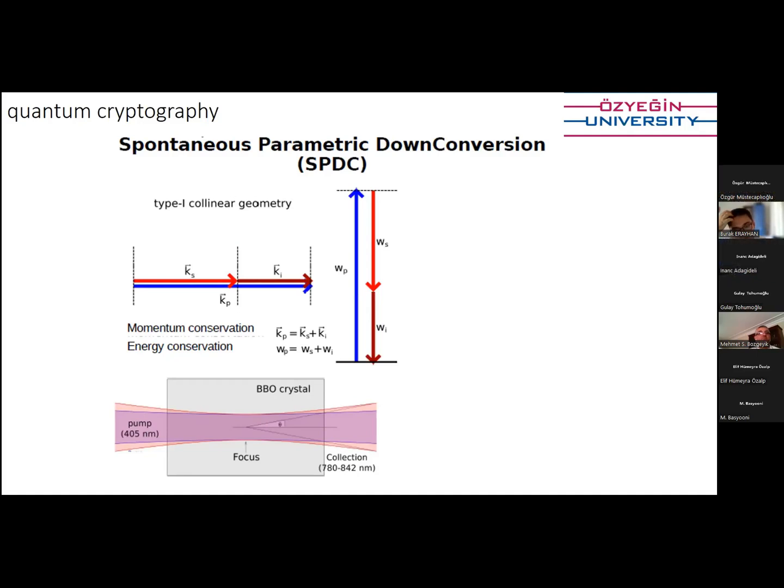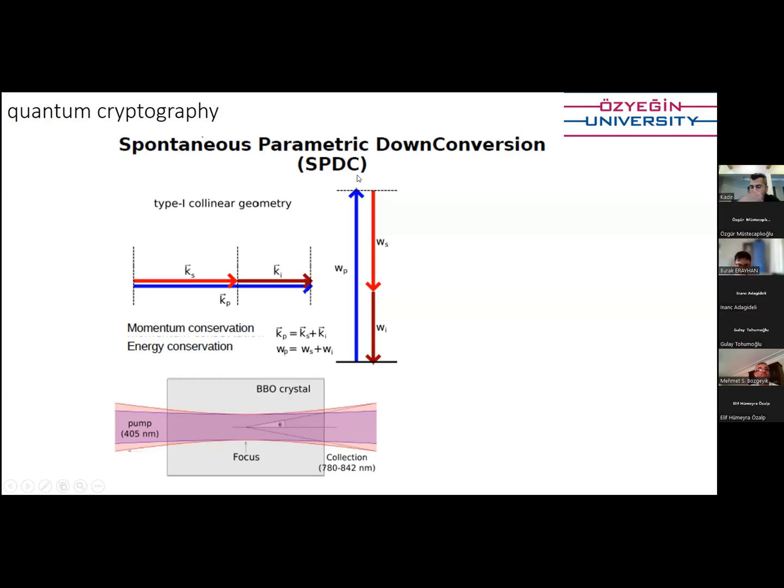Basically, we use the spontaneous parametric down-conversion process for creating entangled photons. It is spontaneous because it's driven by the quantum vacuum fluctuations. It is parametric because the process is parametric, so the energy and momentum are conserved. And it is down-conversion because a higher energy photon is converted into two low energy photons. That's where the name comes from. After this point, I will use the term SPDC instead of this long term.